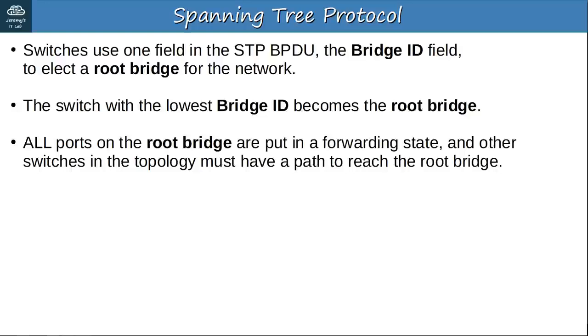So, as I mentioned previously, STP puts ports in either a blocking or forwarding state to avoid layer 2 loops in the network. However, as I just said, on the root bridge, all ports are forwarding, and all other switches must have a path to reach the root bridge.